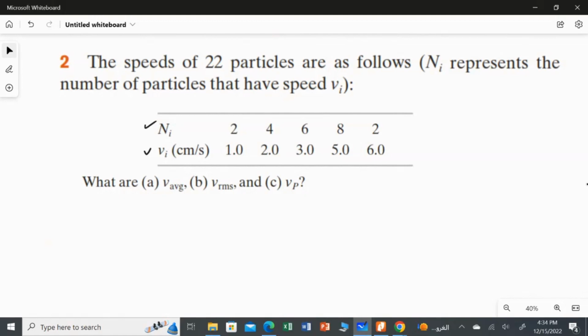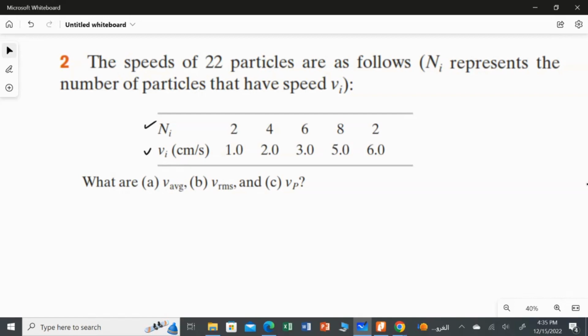So two particles have 1 centimeter per second speed. Likewise, here 4 have 2 centimeter per second, and 6 particles have 3 centimeter per second, and 8 particles have 5, and 2 particles have 6 centimeter per second. And for this, we are going to find its average speed and its RMS speed. And then finally, we are going to find the probable speed. So you have 3 questions in this second problem, 3 subdivisions. Let's start with one by one.